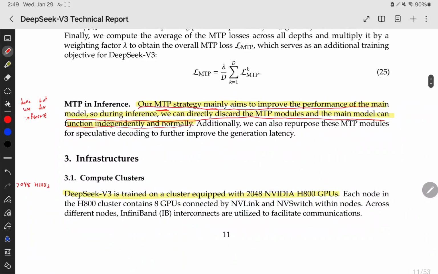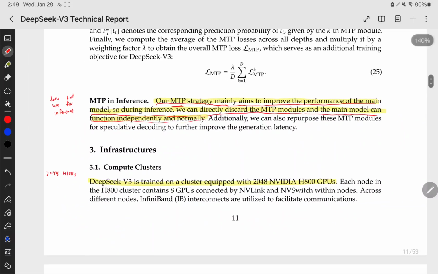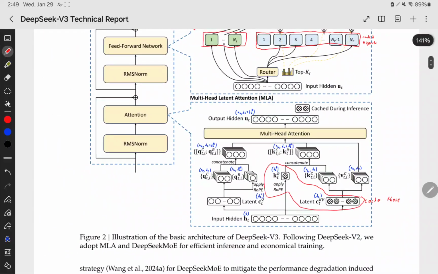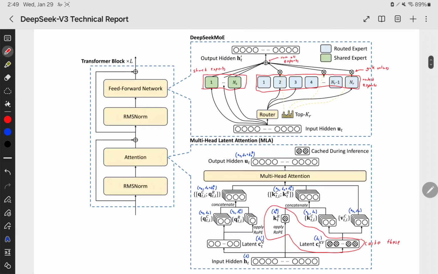So those are the 3 cool architecture changes that they make. The first one is we can take attention, we can compute the keys and the values in this compressed state so that you only have to store a much smaller representation of the keys and the values. It's a compressed representation. So that's what they do here. Then they make MoE efficient, and then they have multi-token prediction. Those are the architecture changes.